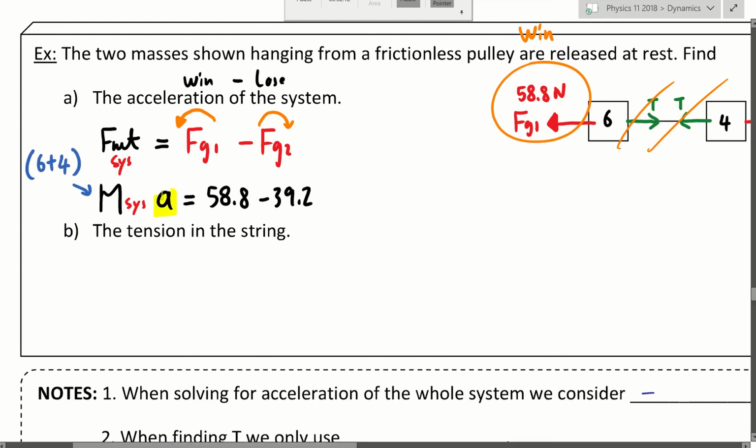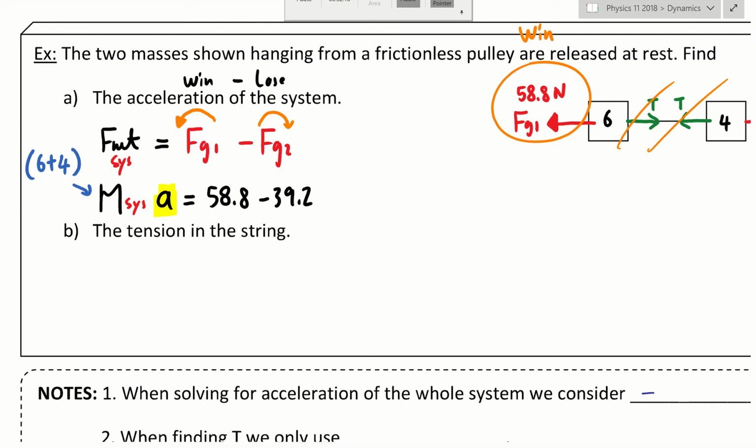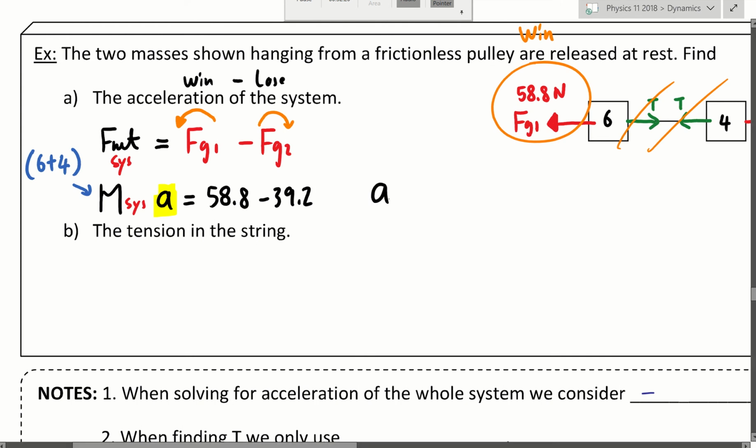So acceleration is the only thing you need to find. Subtract 58 by 39 point something, and then divide by 10. The acceleration of the system is now done, which is 1.96 meters per second squared.